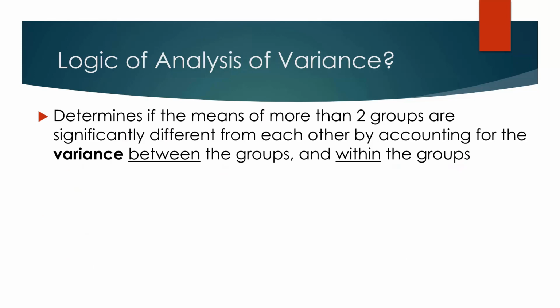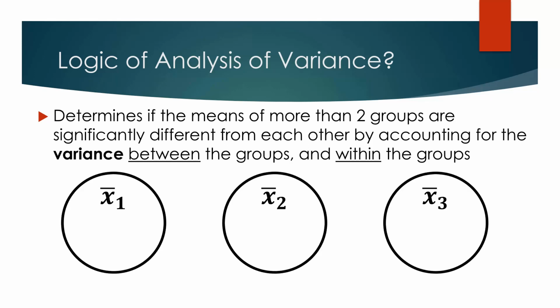Now let's talk a little bit about the logic of the analysis of variance, what idea it is setting forth for us. The analysis of variance determines if the means of more than two groups are significantly different from each other. Now, how does it do this? It does this by accounting for two things: the variance between the groups and the variance within the groups, okay?